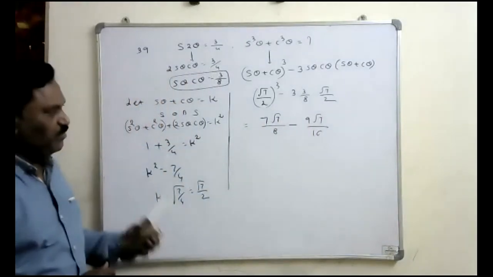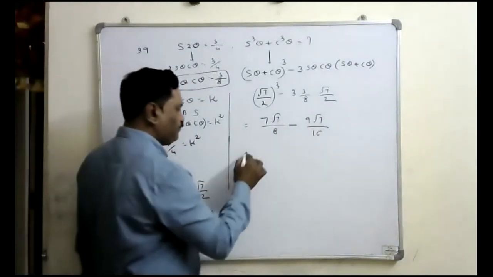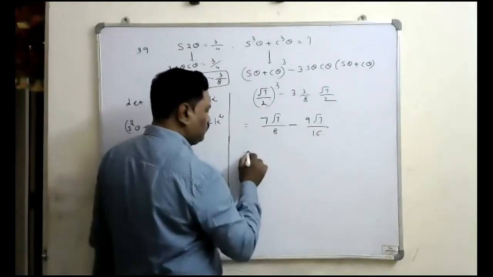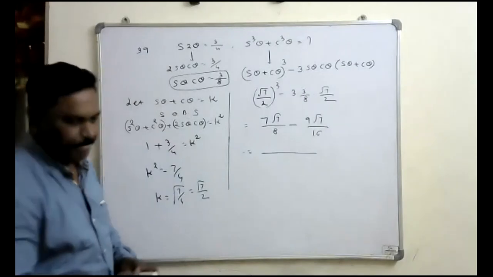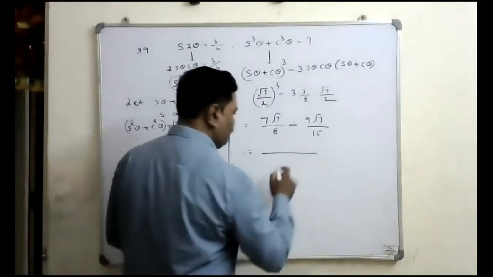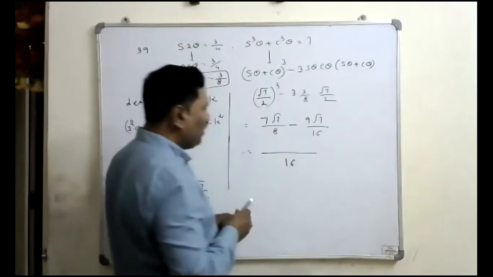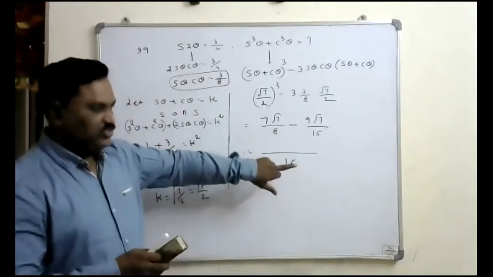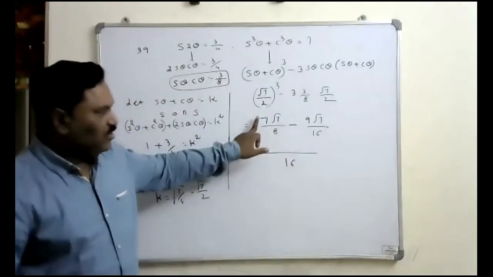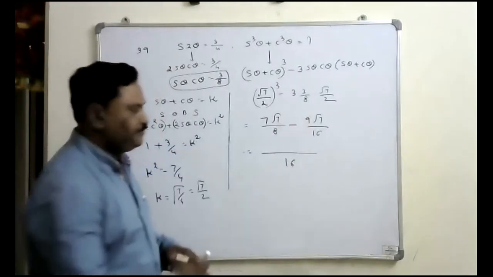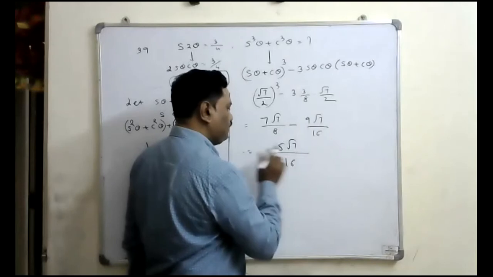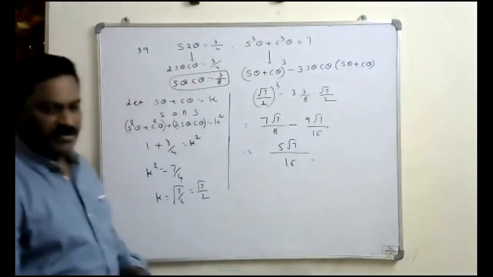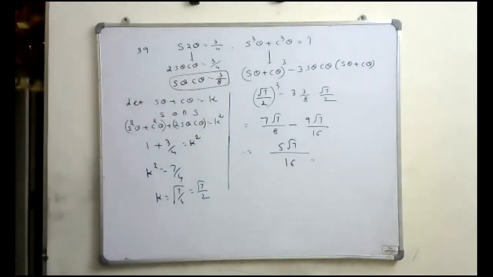Now from these two, tell me what we can take common. Root 7. Otherwise, what is the LCM? 16. And what will we get in the numerator? 8 2s are 16, so 7 2s are 14. 14 minus 9, that is 5 root 7. This is the answer, 5 root 7 by 16. Take that.